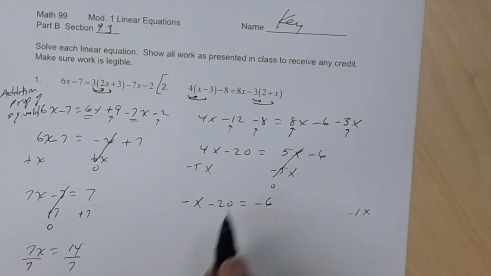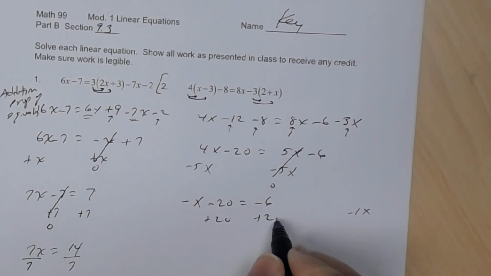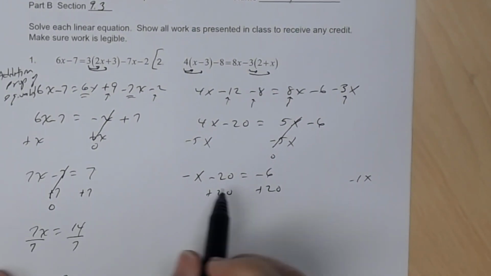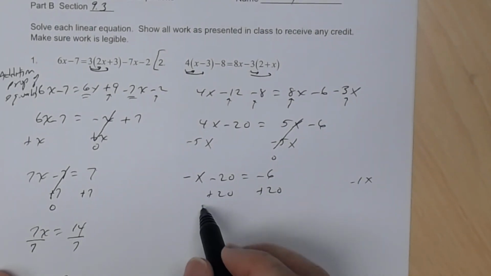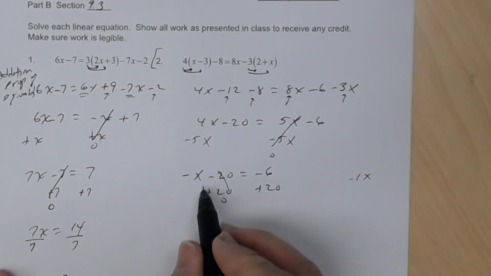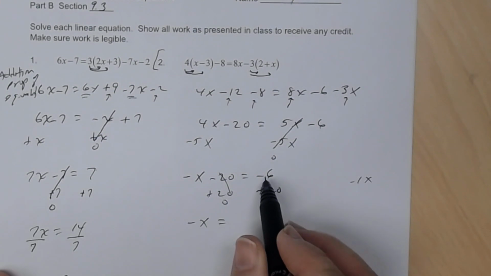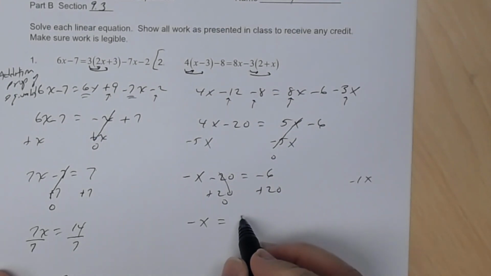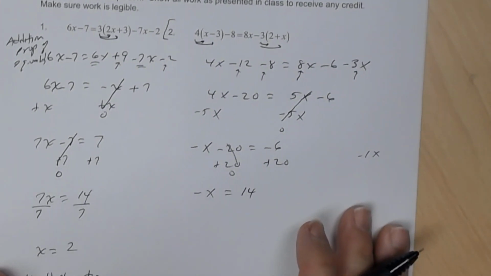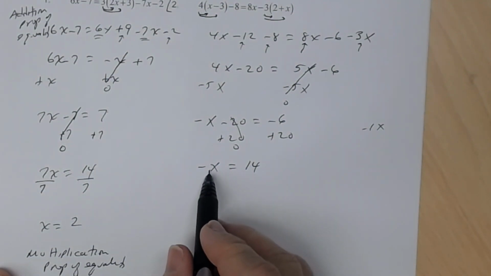So right now I'm subtracting 20. The opposite is to add 20. And then combine like terms. So again, I'm using the addition property of equality. Now I'm combining like terms. When I combine like terms, I get negative x equal a negative 6 plus 20 is a positive 14. All right, now remember, I'm trying to get x by itself. I don't have x by itself. That's a negative 1x here.